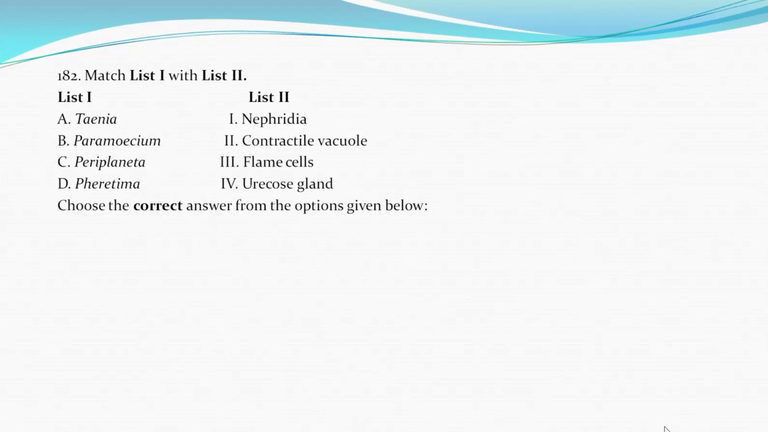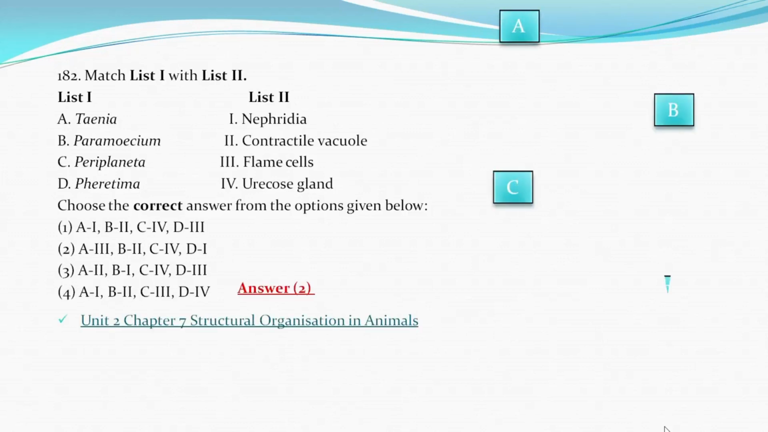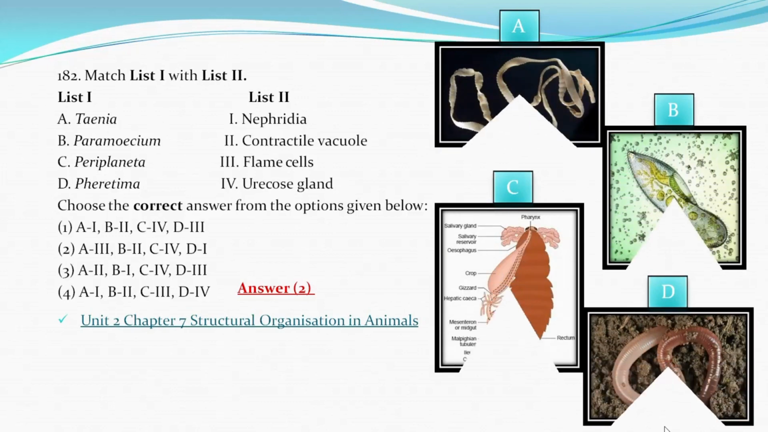The next question is, match List 1 with List 2. List 1: Taenia, Paramecium, Periplaneta, Pheretima. List 2: Nephridia, Contractile vacuole, Flame cells, Urecose gland. Choose the correct answers from the options given below. So the answer is option 2. This question is taken from Unit 2, Chapter 7, Structural Organization in Animals.